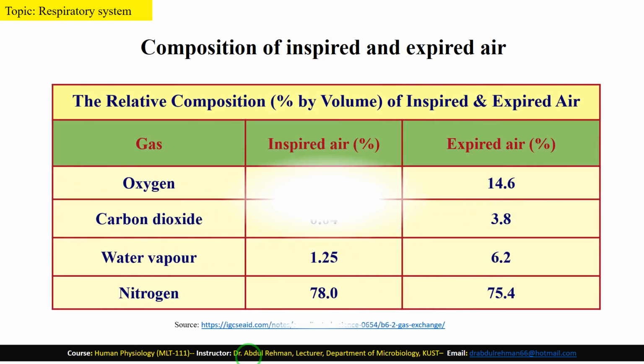After this, we will compare the composition of inspired and expired air. Normally, air contains four basic elements of atmospheric air: oxygen, carbon dioxide, water vapors, and nitrogen. In the inspired air, the concentration of oxygen is 20.71%, while in the expired air, its concentration is reduced to 14.6%, because during respiration, oxygen is utilized for the oxidation of complex organic compounds. That's why its concentration is reduced in the expired air.